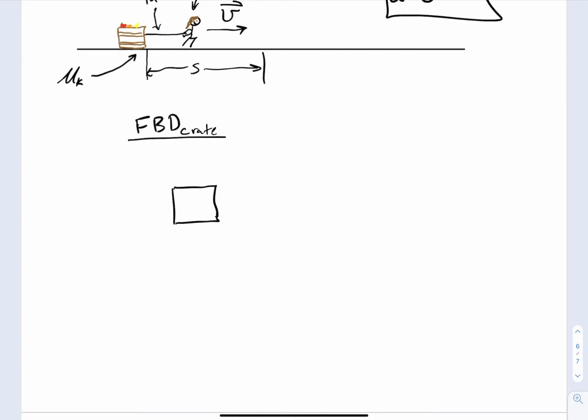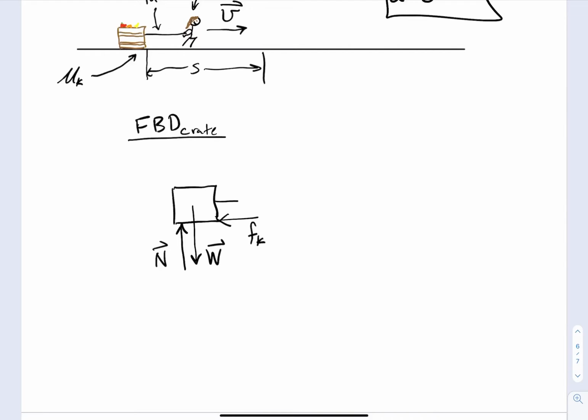Well, our crate has a weight. The crate is in contact with the ground, so there's a normal force, a contact force, and it's always normal to the surface, so it's vertical. And now we said it's a rough surface, so there's a coefficient of friction, which means there's a friction force acting on the crate. If these were the only forces acting on the crate, it would have an acceleration.